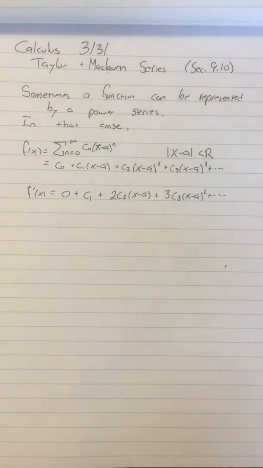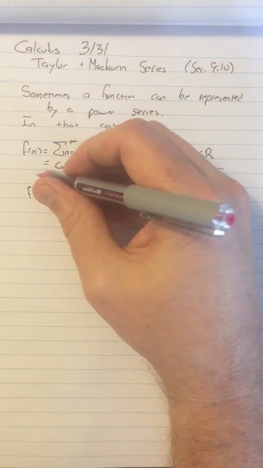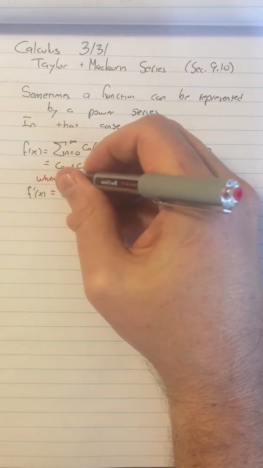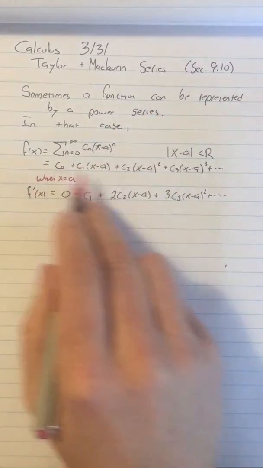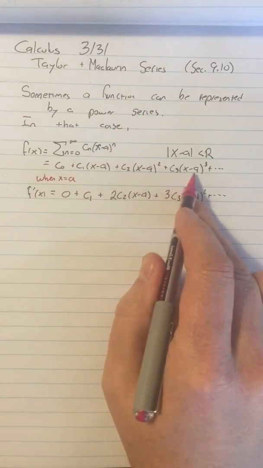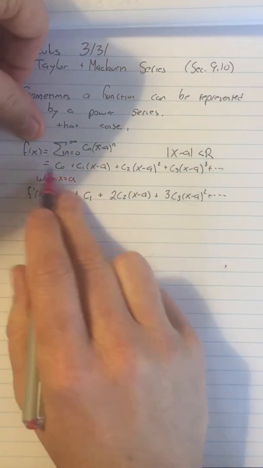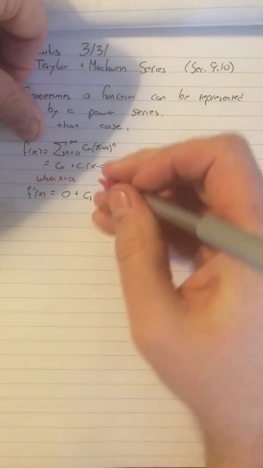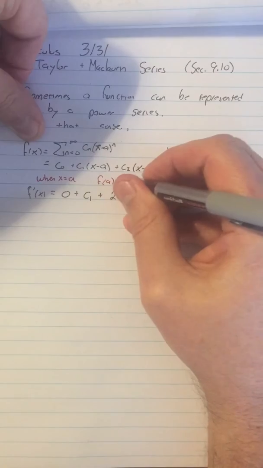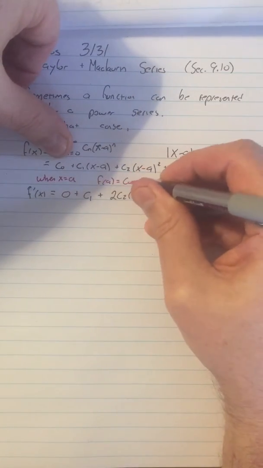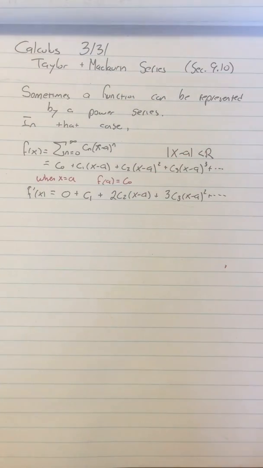All right, so here's the trick that we can pull to get a handle on what these things are, which is, what about when x equals a? So when x equals a, all of these terms are 0. So all I would have left from this original function is f of a equals c0. So I already know that c0 is just f of a.